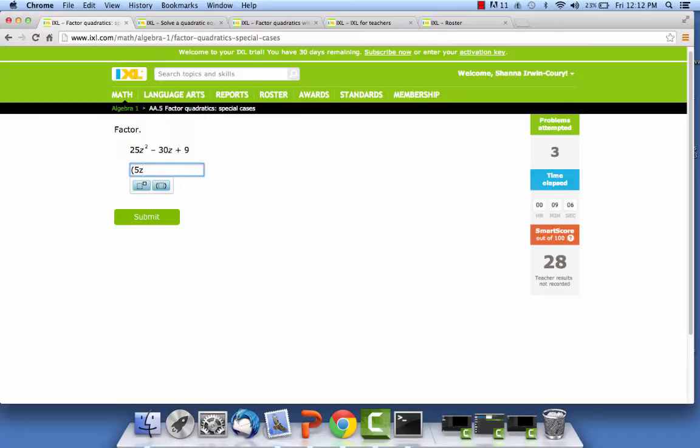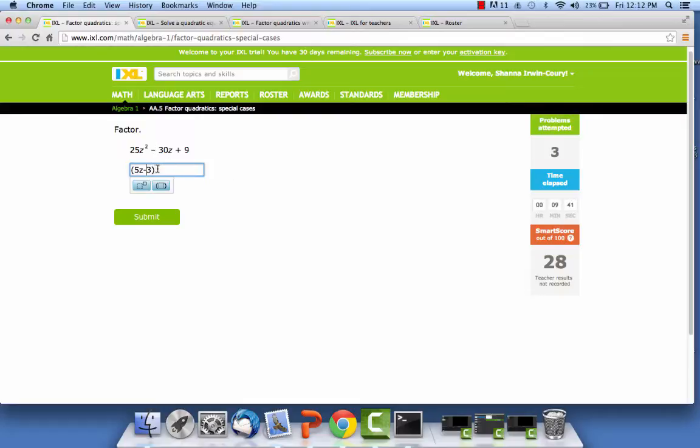In this particular case, I know that it's got to be one of those because I'm actually in the special cases practice of IXL, which I guess I'll leave open and link for you guys. But so that would have to be 5z. And the last bit would have to be 3 because of the 9. The middle would have to be minus because of that minus. Because the minus 3 squared makes 9, but the middle part would have to be negative.